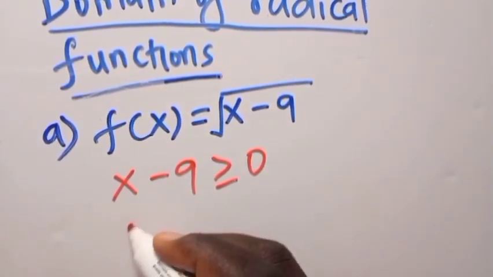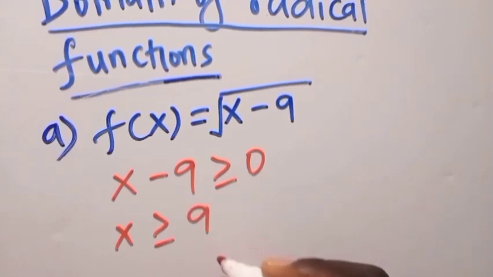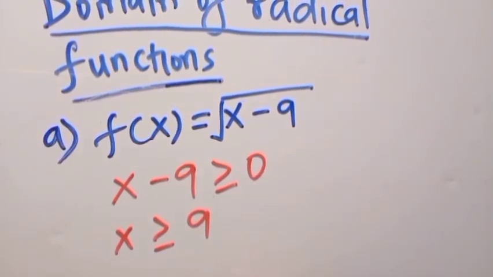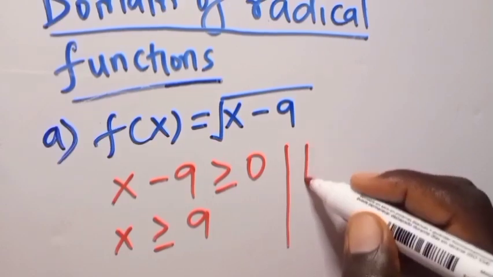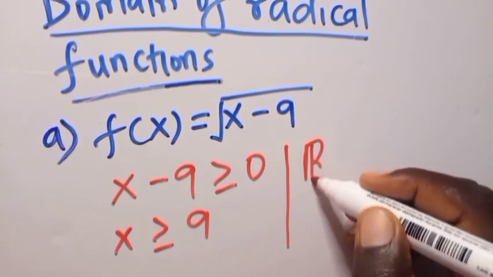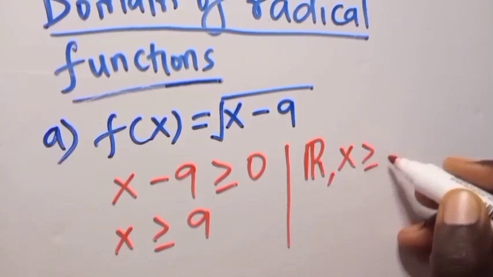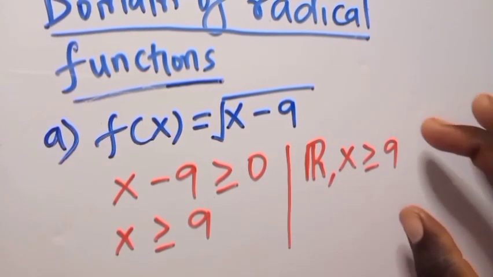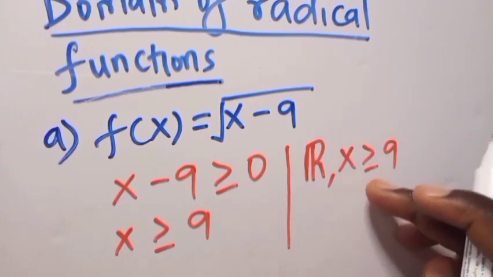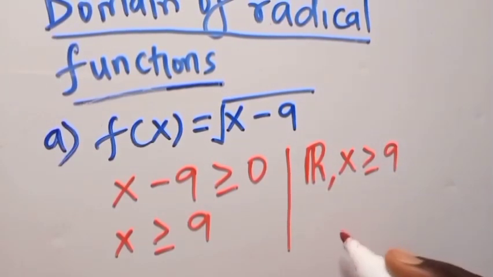And in this case, our x will be greater than or equal to positive 9. If that is the case, then the domain of this function is the set of all real numbers that are greater than or equal to 9. That means 9 is included.